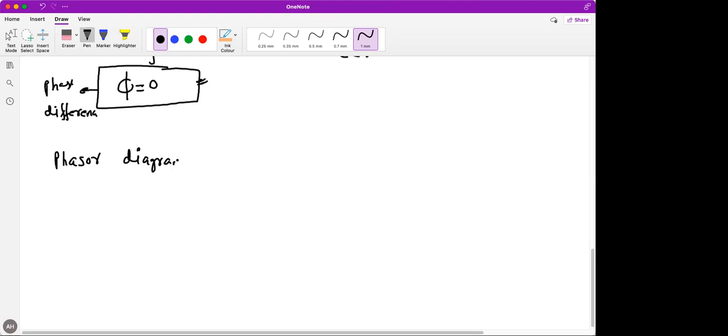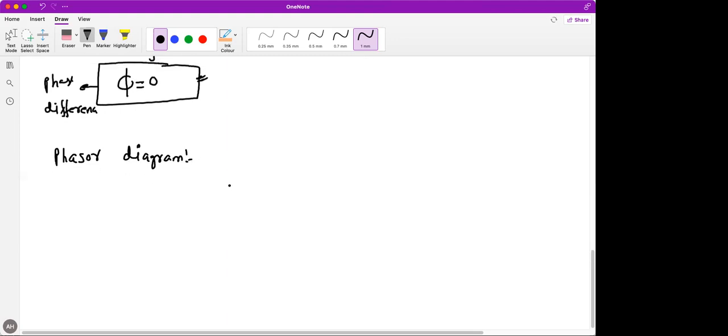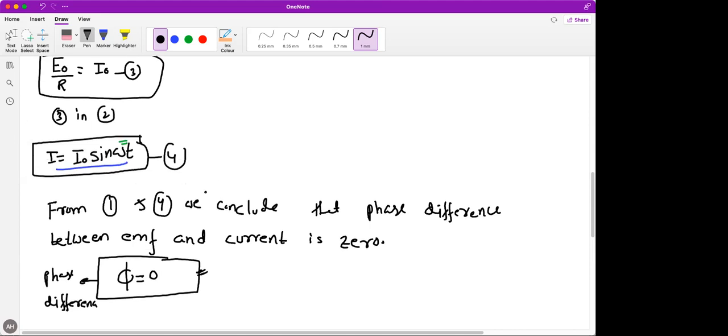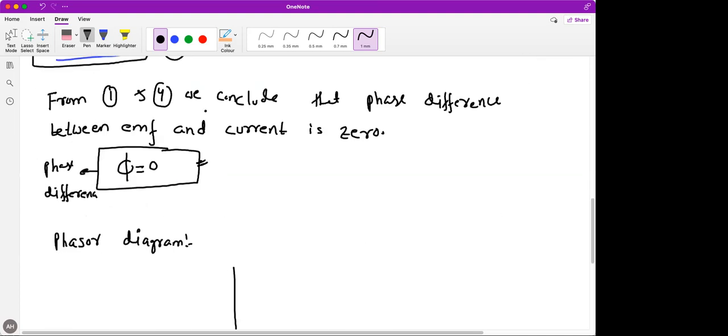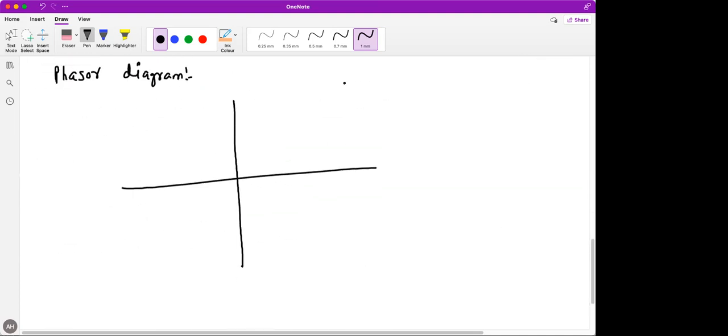Now, once you have phase difference, we can draw the phasor diagram. How do we draw a phasor diagram? We take an arrow with length equal to the peak value. Let's first draw the phasor diagram for EMF. I take an arrow having length E naught and phase omega t. This is E naught, and the inclination here is omega t. So this is the phasor diagram for E naught.